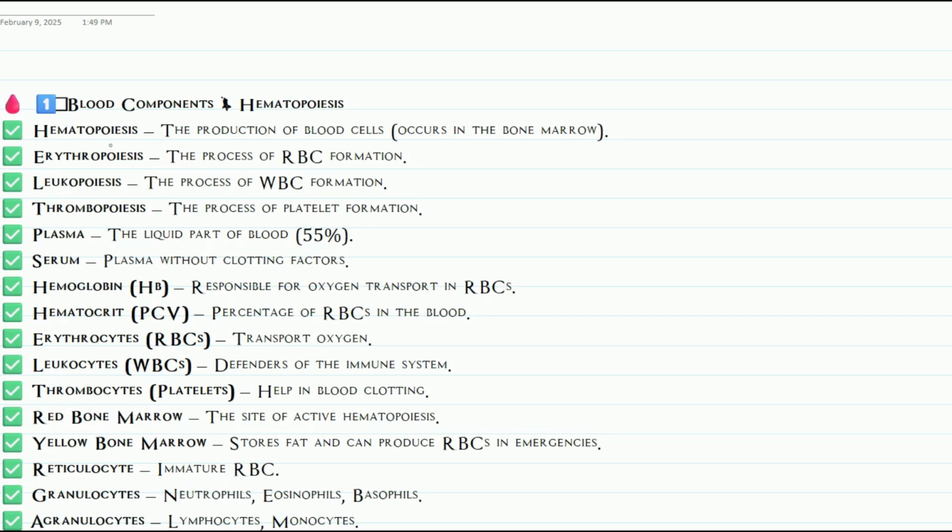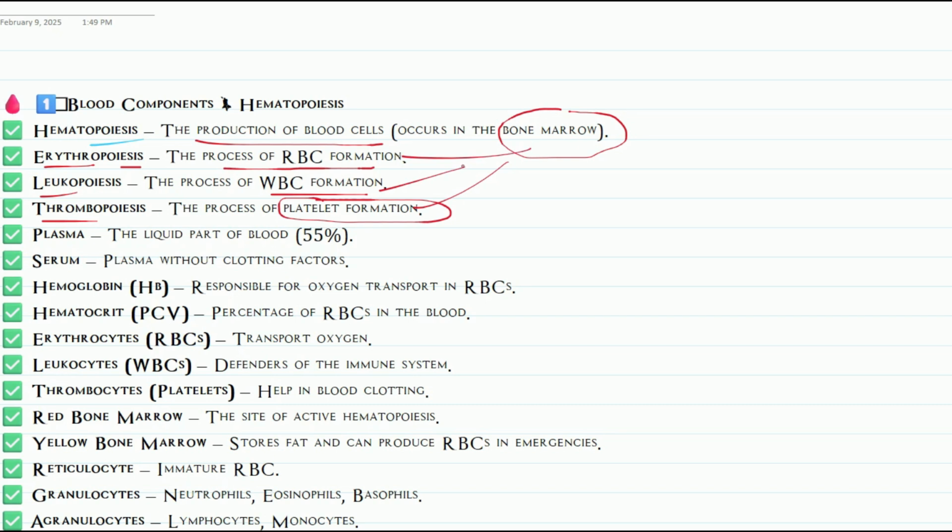So first of all we have hematopoiesis. What does it mean? The production of blood cells. So this production of blood cells, which we call hematopoiesis, occurs in the bone marrow, right? It is a part of bone marrow. Another one is erythropoiesis. Erythro means RBCs, poiesis means production. So the process of RBC formation, production, the same thing, is known as erythropoiesis. Leuko means WBC. So production of WBC comes under leukopoiesis. Similarly, thrombopoiesis is platelet formation or production, which all happens inside the bone marrow, right?